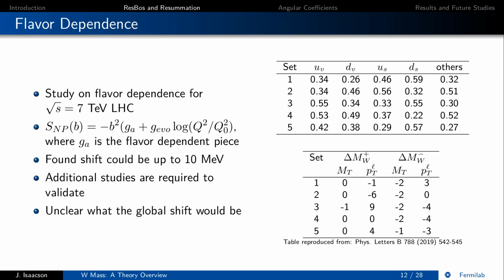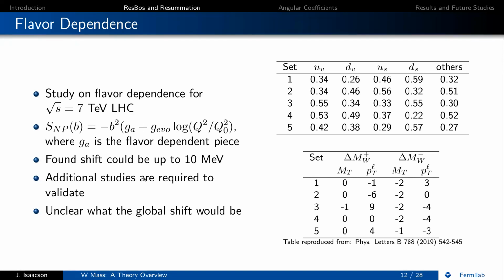There's been a lot of work on the lattice recently, but there's one that really looked into the effect on MW. What they do is they basically only focused on the 7 TeV LHC result, focusing on the ATLAS paper that came out. They came up with a non-perturbative functional form in which they have this g_a coefficient in which the flavor dependence comes in, and then they have this g_evo term, which is proportional to the Collins-Soper evolution kernel. This term is not flavor dependent because QCD predicts it to be not flavor dependent, and all the flavor dependence is lumped into this one coefficient.